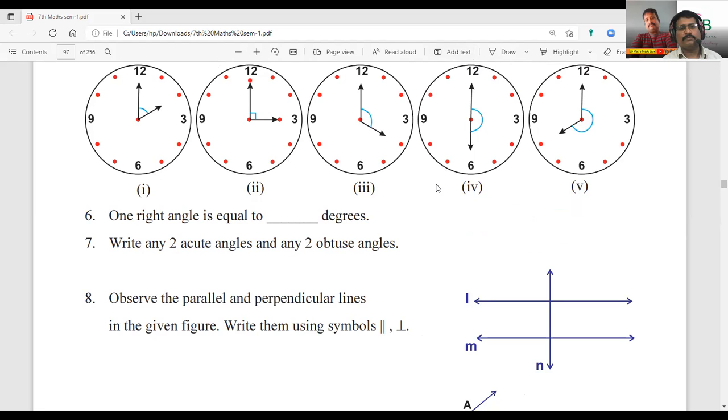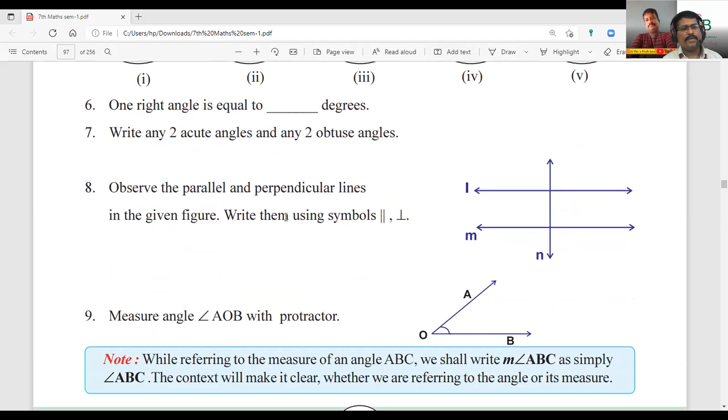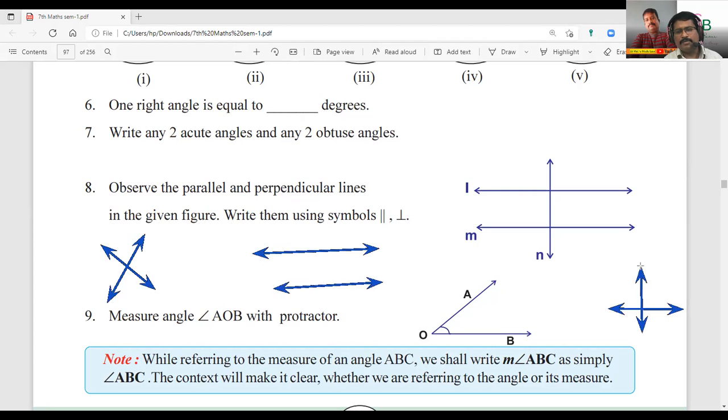Okay, Anna, I am going to clear the drawings. So observe the parallel and perpendicular lines. I am going to take blue color. As I already told, if two lines have no common point, then we call them parallel lines. If two lines have one common point, we call them intersecting lines. If two lines are perpendicular together, we call them perpendicular lines.